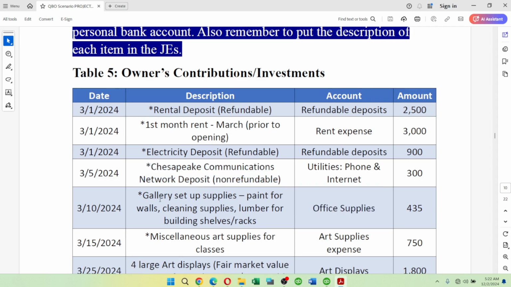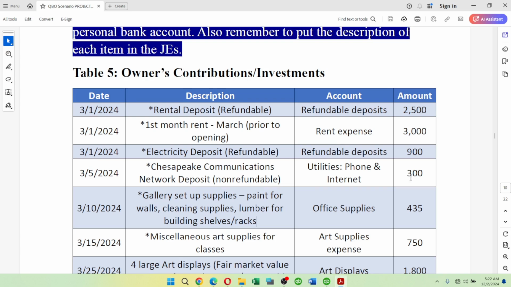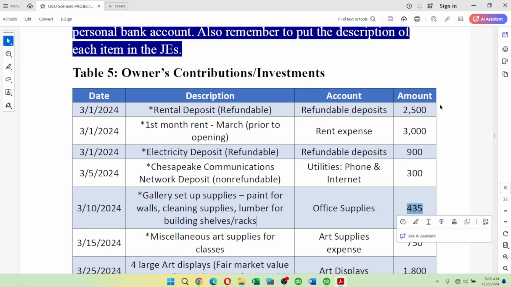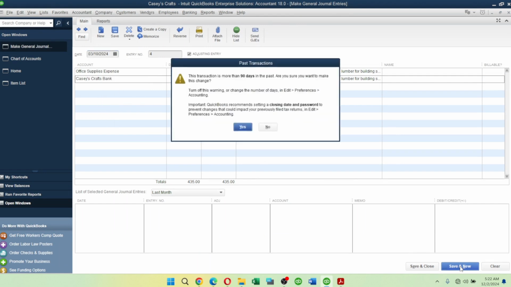So let's see. We have gallery setup supplies, office supply expense. How much is it? We have this 435. So Cassis account. Which date is it? It's 10th. That's the only transaction on the 10th. Save and new.